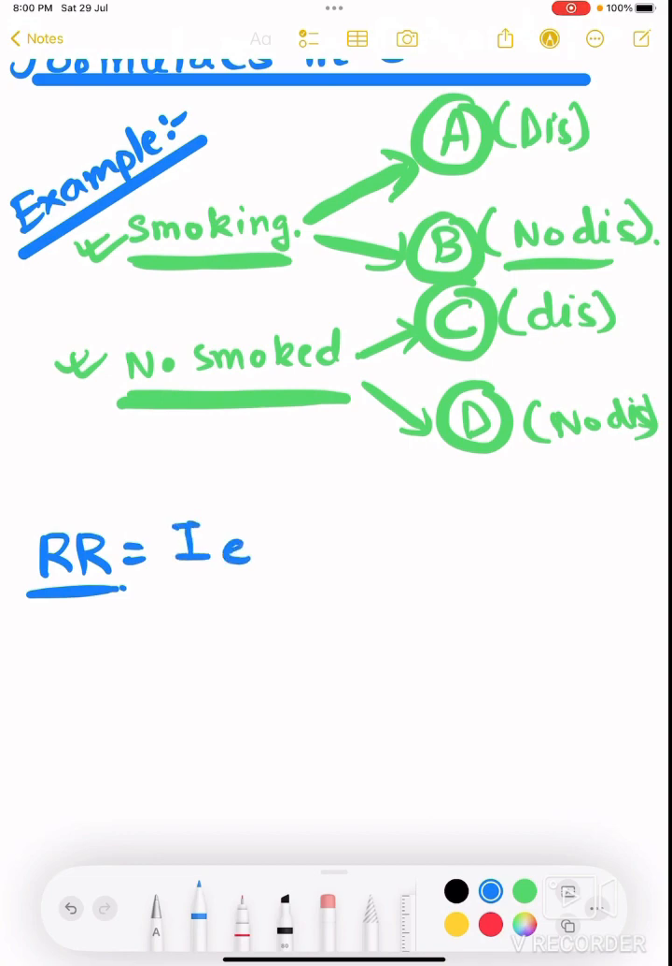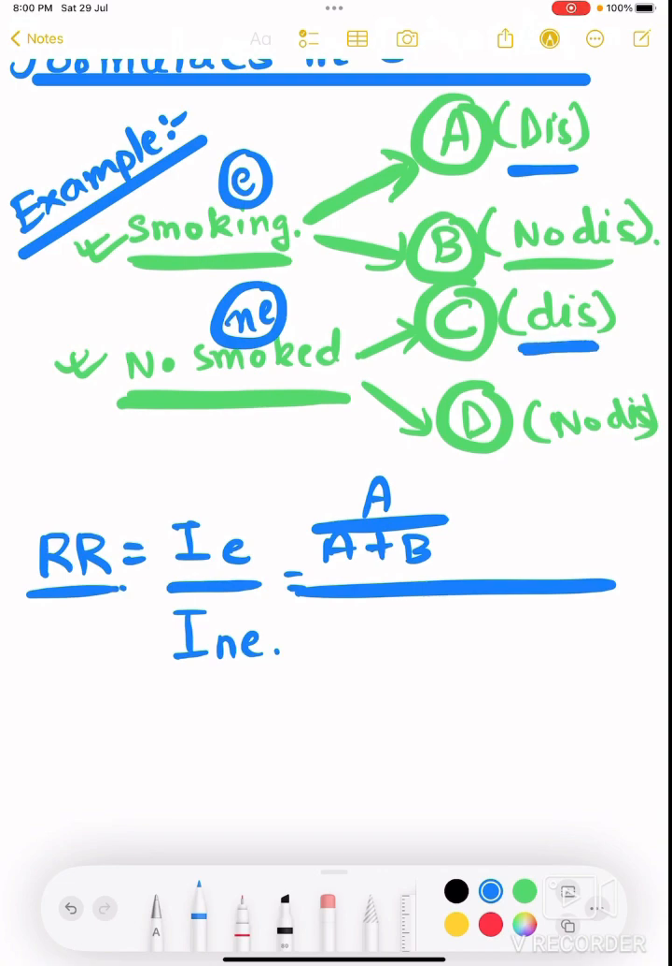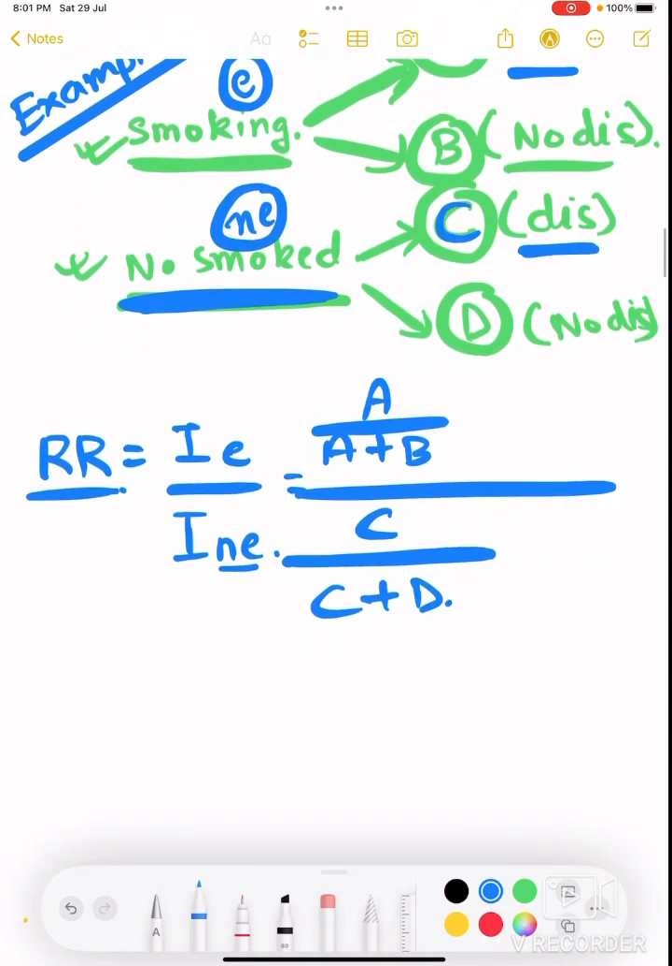The formula of relative risk is incidence in exposed by incidence in non-exposed, right? Those who are smoking are exposed to risk factor and those who are not smoking are not exposed to risk factor. So what is the incidence of lung cancer who are exposed? It is A divided by A plus B, right? And what is the incidence of lung cancer in those patients who are not exposed, means not smoked? It is C divided by C plus D, right? So this is your formula.